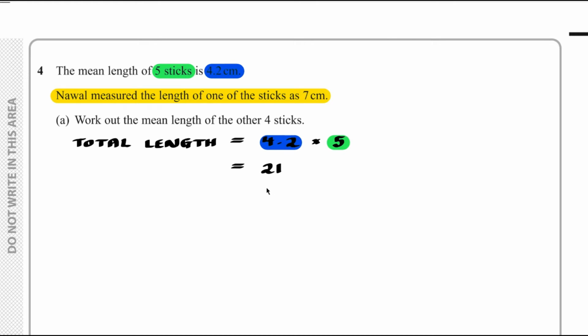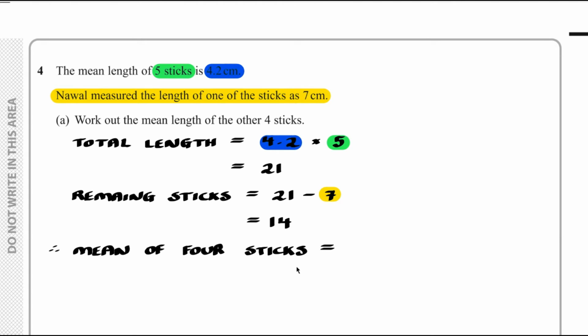So for the remaining sticks, those would have a length of 21, subtract the 7, which is the length of one of those sticks. So the remaining sticks have a total length of 14 centimeters. We can now find the mean of the 4 sticks by doing 14 divided by 4, which is equal to 3.5.